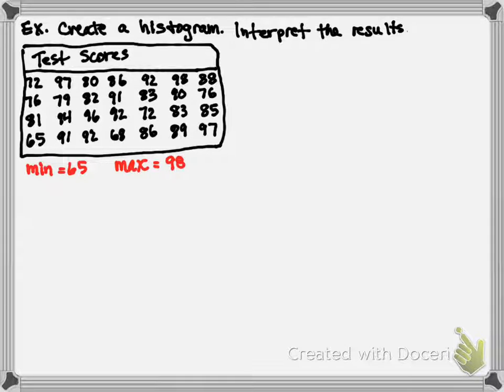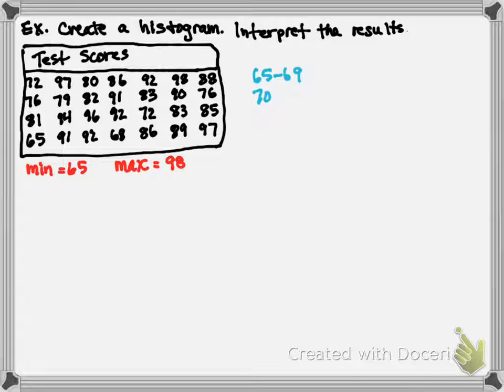Now, you remember how we talked about with the line plots? When you're doing your number line, we really are trying to stick around 10 tick marks on the number line. When it comes to histograms, they really don't want you to have more than 6 intervals. So let's try this. If we counted by 5s, so I'm just going to play with this for a moment. So 65, 66, 67, 68, 69.